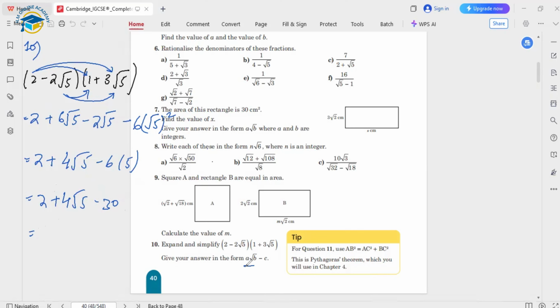As they are saying, you need to represent a square root b first. So we will write this first, 4 square root 5, and then 30 and 2, when I subtract them, this will be negative 28. So basically c here is represented by 28, and a and b are represented by 4 and 5 respectively. So this is your part number 10. Hope this as well is clear.